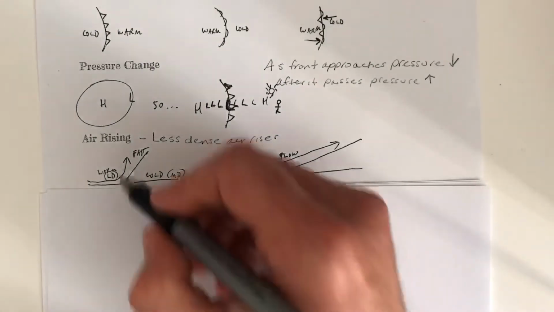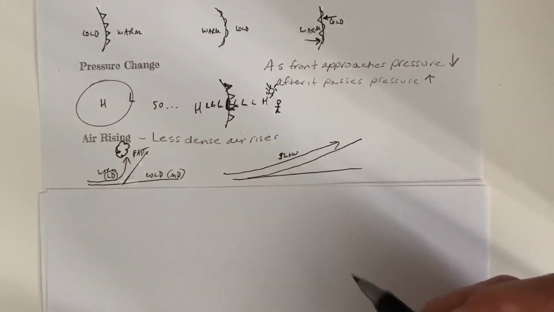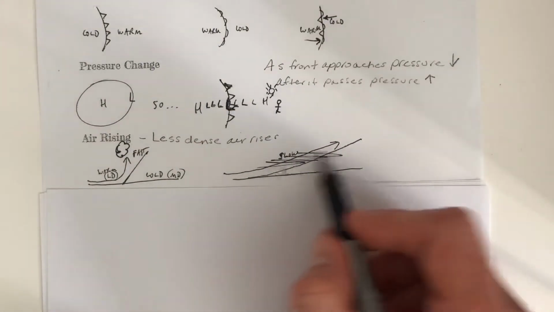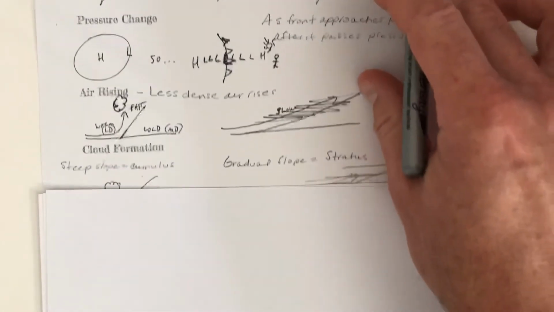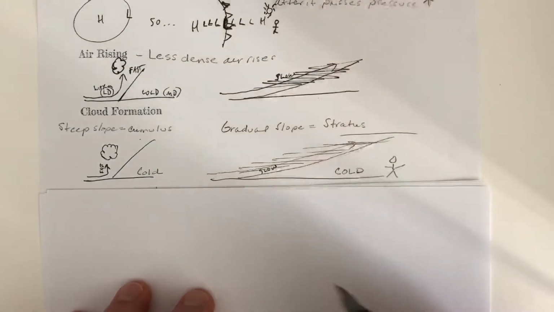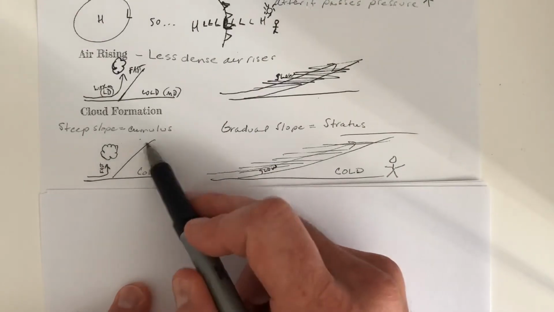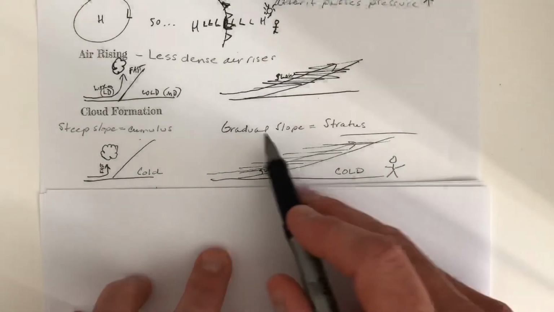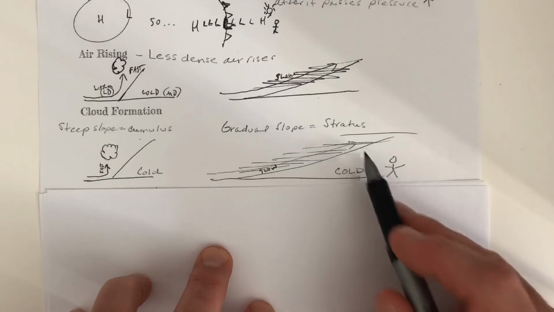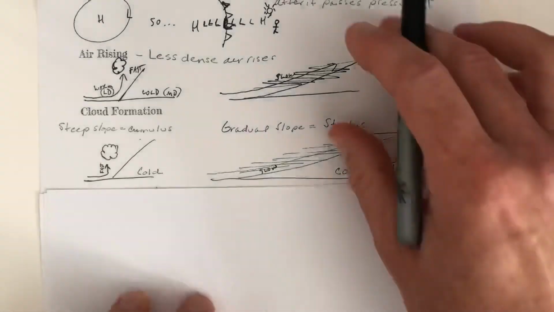And when the air goes up fast, what kind of clouds are we going to get? Puffy ones. When it goes up slow, what kind of clouds are we going to get? Stratiform clouds. Okay. Oh, hey, I'm getting ahead of myself. When you have a steep slope, it goes up fast and you get puffy clouds. When you have a gradual slope, it goes up slow and you get stratus clouds.